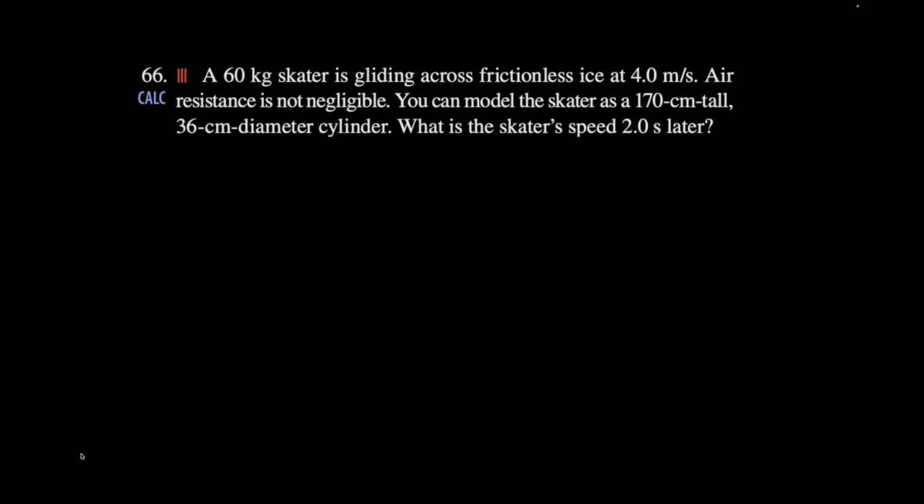Here's an example of why Newton absolutely had to invent calculus. We have a cylinder, which in real life is a figure skater, 1.7 meters tall and 0.36 meters in diameter, moving on frictionless ice. How that is possible, I don't know, but they're just making it easier for us. His motion starts at 4 meters per second, and 2 seconds later they want us to figure out his velocity. Obviously he's going to be slowing down because of air drag.